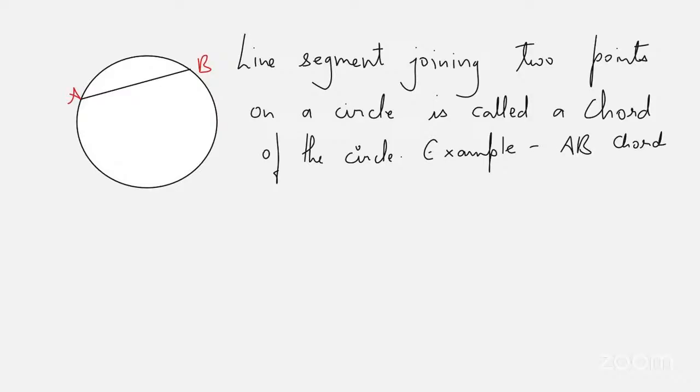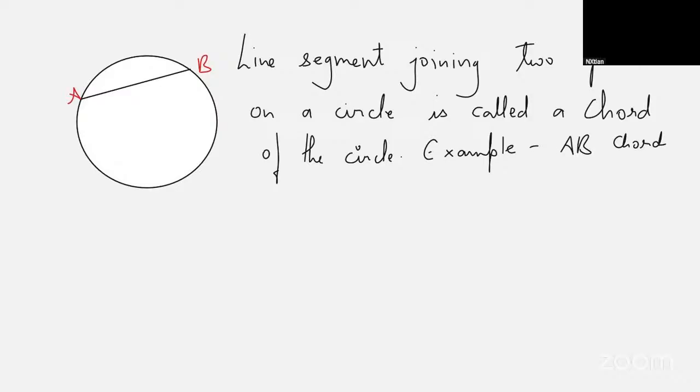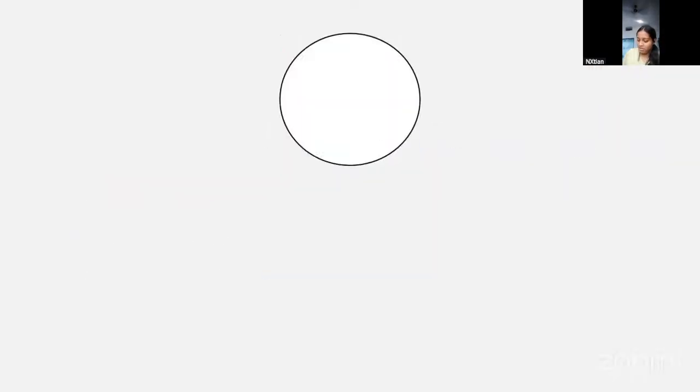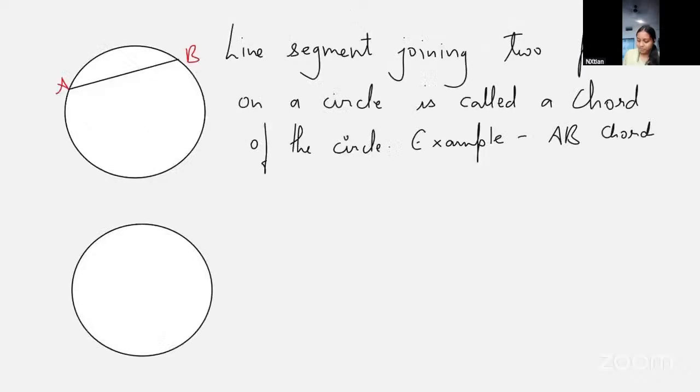Now, there is one chord that passes through the center. Ma'am, you just said that a chord does not pass through the center. Yes, diameter. So there is one chord that actually passes through your circle, known as the diameter.